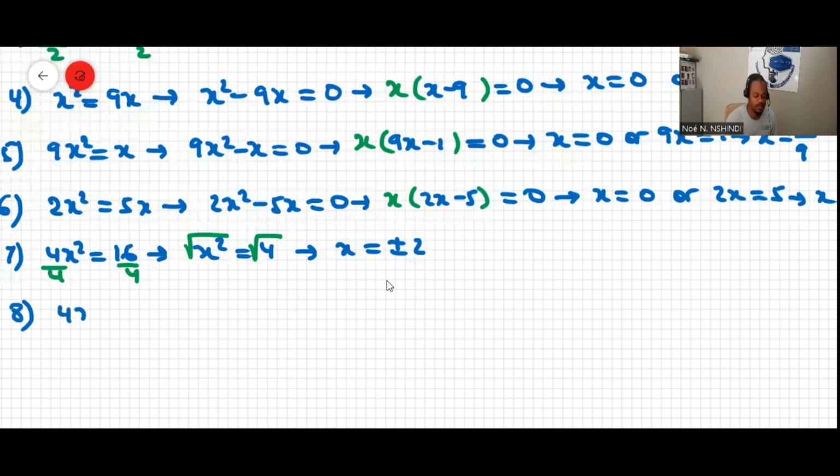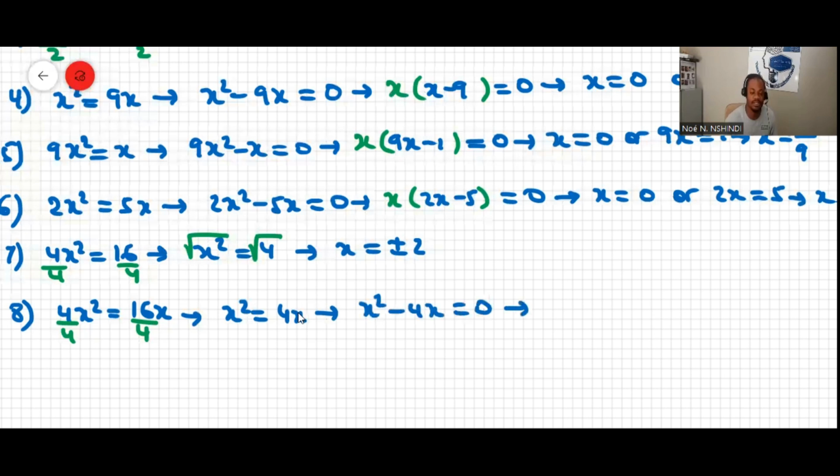Okay. Question 8. It's 4x squared equal to 16x. So first of all, I'll get rid of the 4, because that's the common factor. Get rid of the 4 like that. And then this will be x squared equal to 4x. Now 4 is a square number, but x is not. Therefore 4x is not a square number. They had to be both squared to form a square number here. Now I can just in this case move the 4x over, that makes x squared minus 4x equals 0.